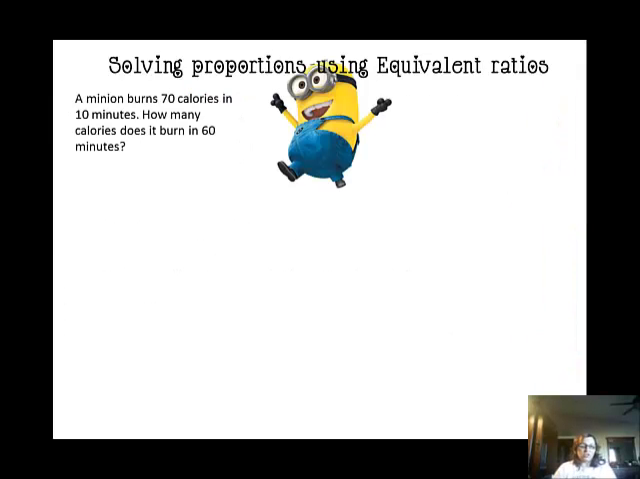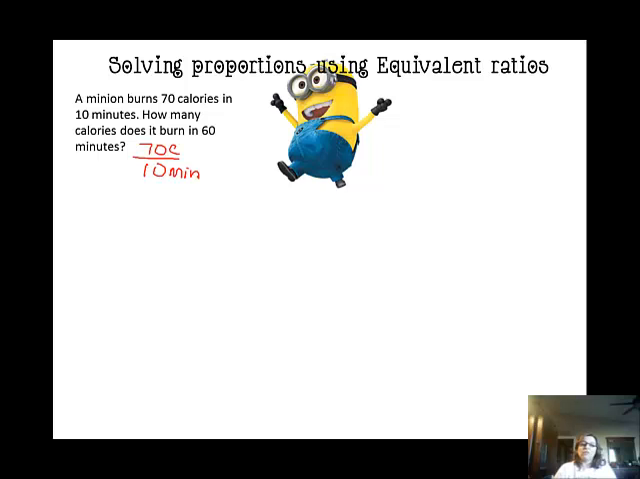Let's solve a proportion using equivalent ratios. So a minion dancing burns 70 calories in 10 minutes. How many calories does he burn in 60 minutes? Well, we'd have to set this up. Calories comes first, so we would say 70 calories in 10 minutes.